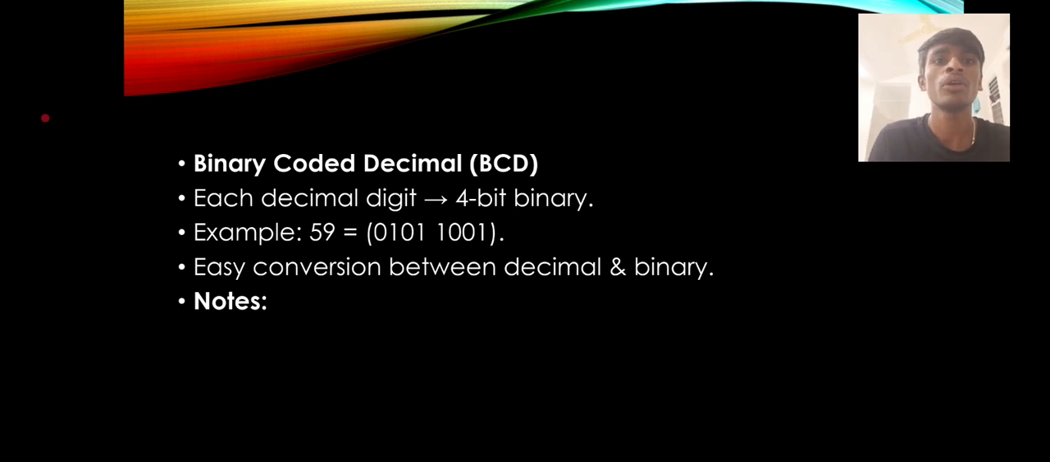In binary coded decimal, each decimal digit has a 4-bit binary code. Now I will consider 0. For 0 in binary coded decimal, it is represented as 0000. For 1, it is represented as 0001. For 2, it is represented as 0010. For 3, it is represented as 0011. For 4, it is represented as 0100. For 5, it is represented as 0101. For 6, it is represented as 0110. For 7, it is represented as 0111. For 8, it is represented as 1000. For 9, it is represented as 1001.